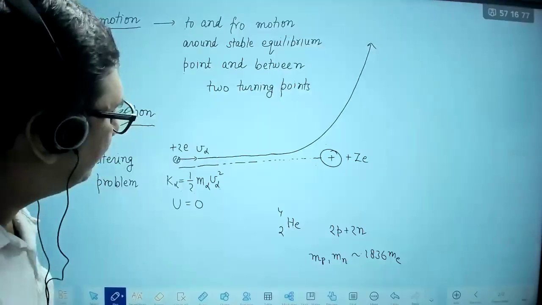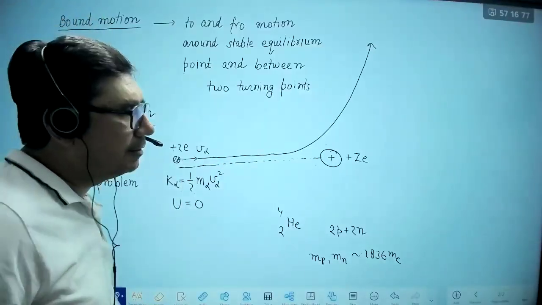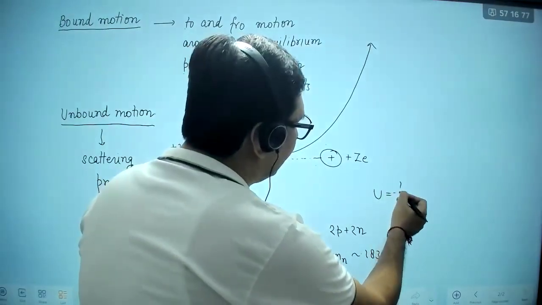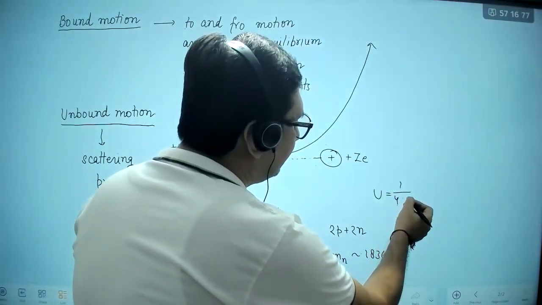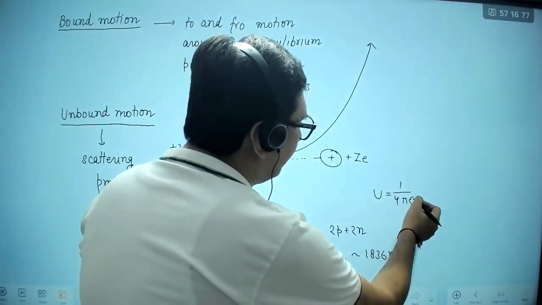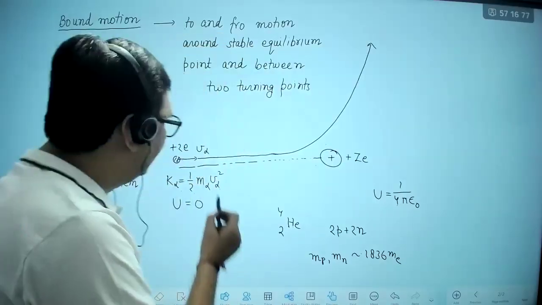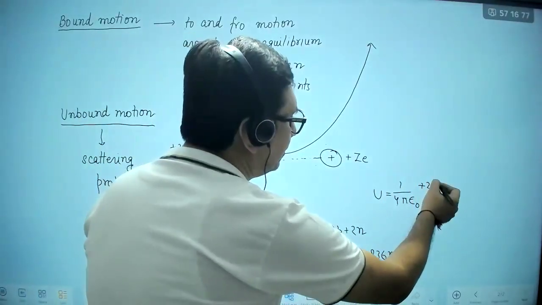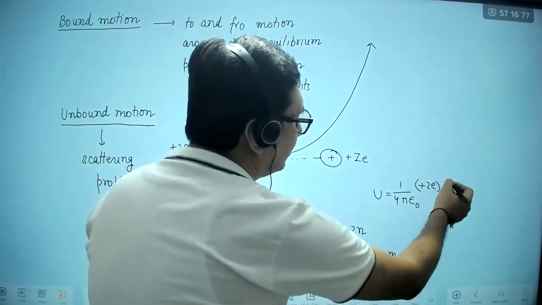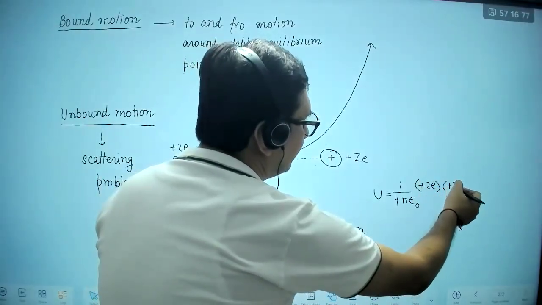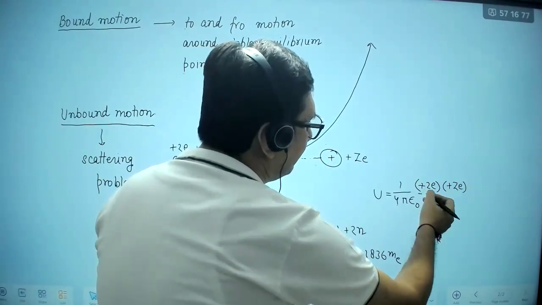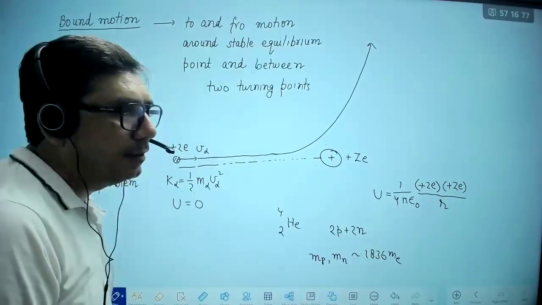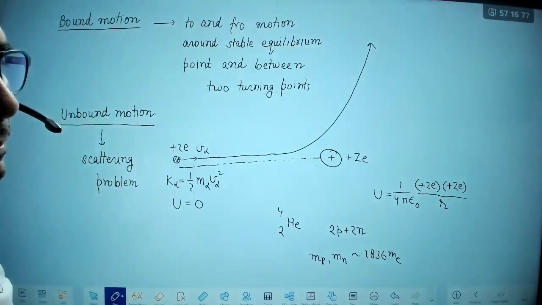Yes, that will be there. What will be the potential energy here? Potential energy will be 1 upon 4 pi epsilon naught. How much charge is this carrying? This will be plus 2E. So the potential energy will be plus ZE divided by R. So what is the question basically?